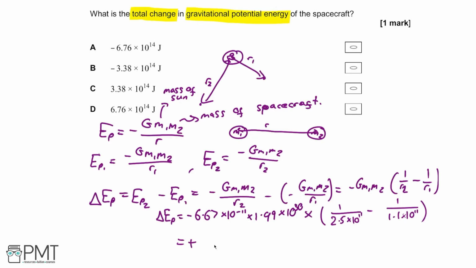And then actually performing the calculation, we get 6.757316... times 10 to the 14, which is approximately equal to 6.76 times 10 to the 14 joules. And that's rounded to three significant figures. So that means that it's in line with answer D.